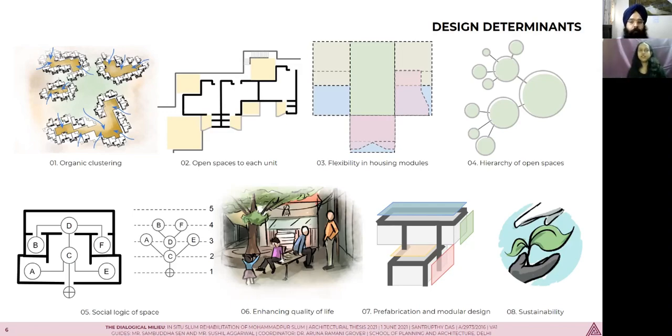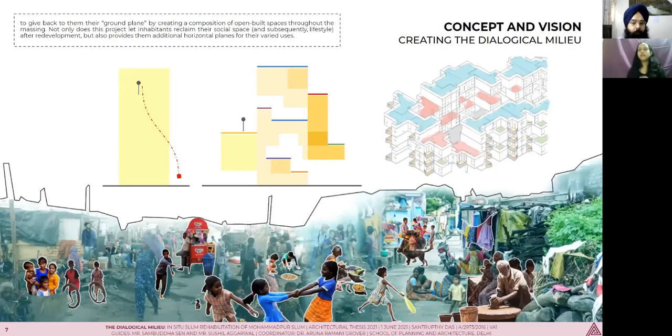So this is what my concept was: slum dwellers use the ground plane much more effectively than we do. They have a lot of their communal or personal activities happening on the ground plane itself, for example playing, cooking, eating, chit-chatting, vending, drying clothes. So it is very important for us to note that when we build for them, we are taking away that ground from them. They were very connected to the ground plane. So what we can do while building is create a composition of open and built spaces in a way that we add horizontal planes throughout their massing, so that they can use an extra ground plane, which might not be exactly ground zero, but at a higher level, they are still able to use a horizontal surface to reclaim their lifestyles. So that was my concept.